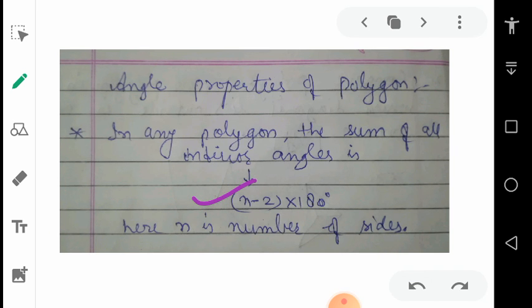Angle properties. This formula is very important. Angle property means when we add up all the interior angles, what will we get? Actually there is a pattern. If you add up all the interior angles of a triangle, you get 180 degrees. As you study in some chapters, that is the angle sum property of a triangle. Similarly, if you add up all the interior angles of a quadrilateral, it gives 360 degrees.